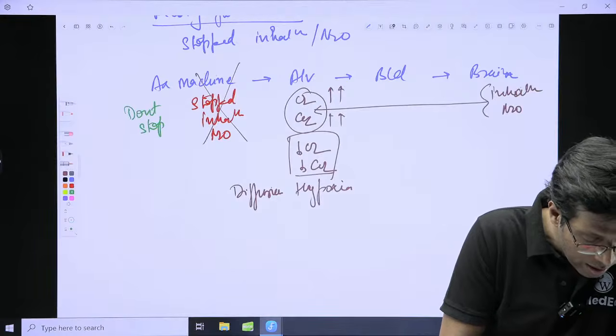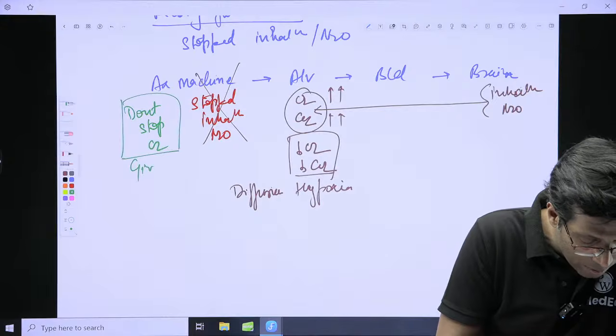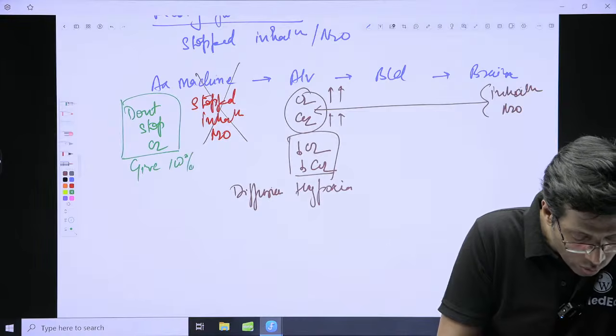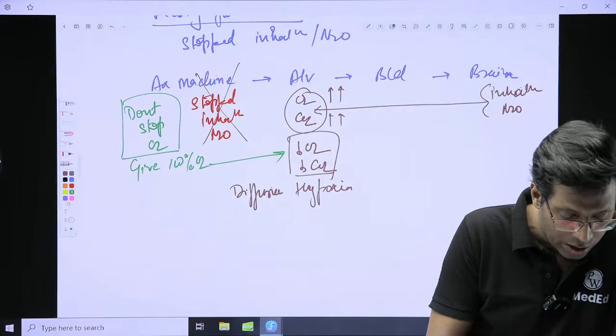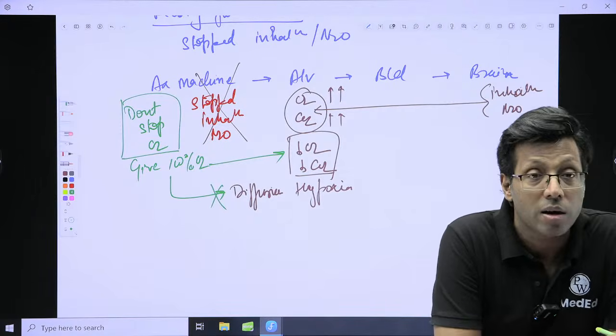And that is why the point is, don't stop oxygen. You have to give oxygen to the patient 3 to 5 minutes for that. Give 100% oxygen. So once you give 100% oxygen, the patient is not going to land up in diffusion hypoxia. Clear?